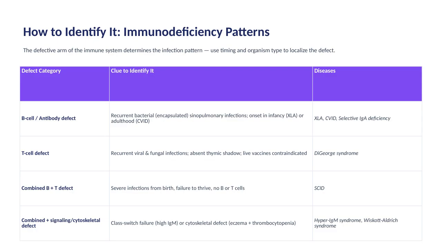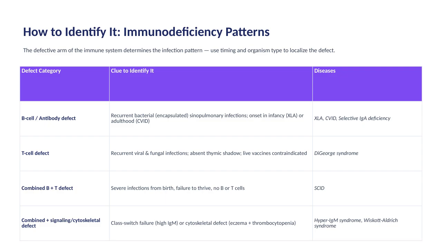The pattern of infections a patient experiences can help pinpoint which part of the immune system is defective. For example, problems with B cells or antibodies often show up as recurrent bacterial infections, especially those caused by encapsulated organisms, and these usually start either in infancy, like in X-linked agammaglobulinemia, or in adulthood, as seen in common variable immunodeficiency. If the issue lies with T cells, patients tend to have repeated viral and fungal infections, and a key clue is the absence of the thymic shadow on imaging. Live vaccines are also unsafe in these cases, such as in DiGeorge syndrome.